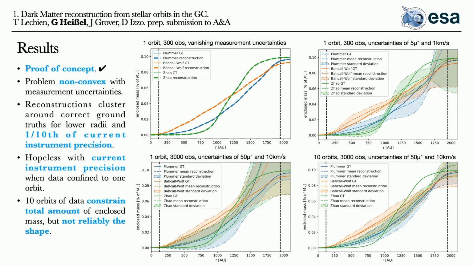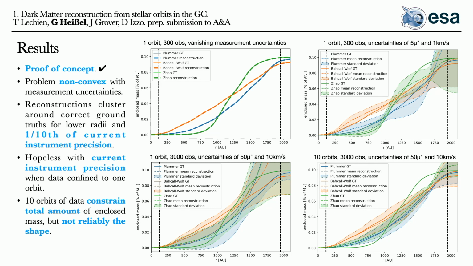And we saw that the problem becomes strongly non-convex. So depending on which initial conditions we started the fit from, we ended up in slightly different places. However, what was nice to see, at least statistically, the reconstructions cluster around the proper ground truth model. However, still with quite small error bars.